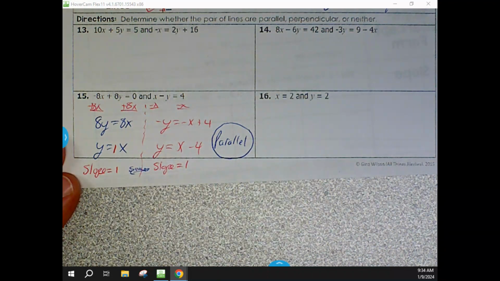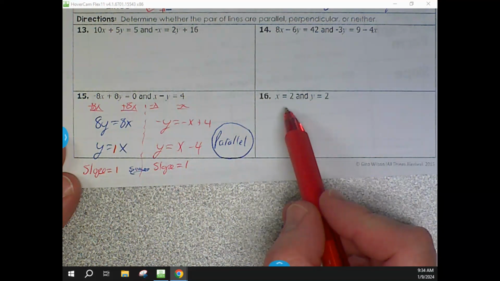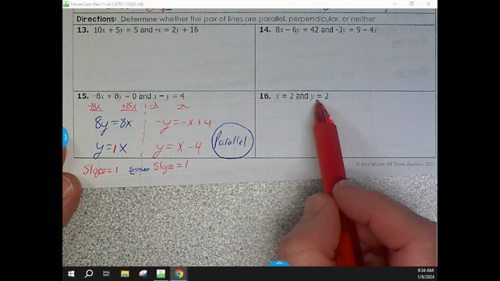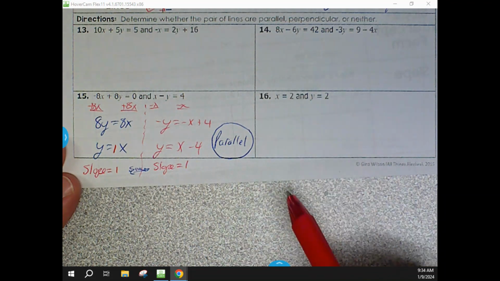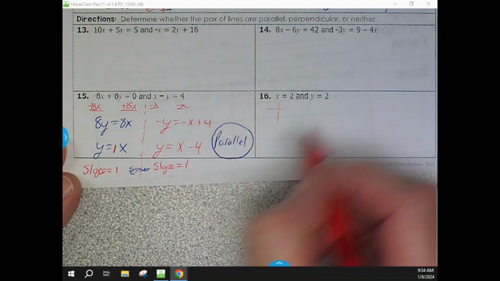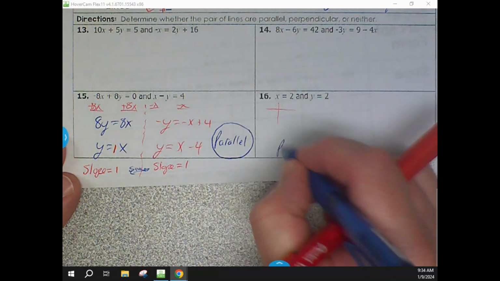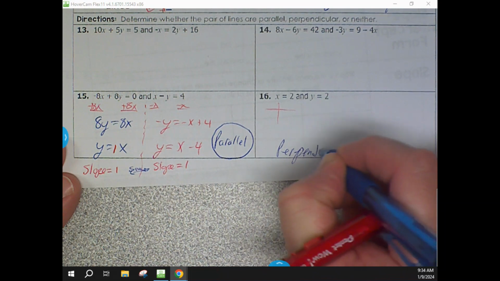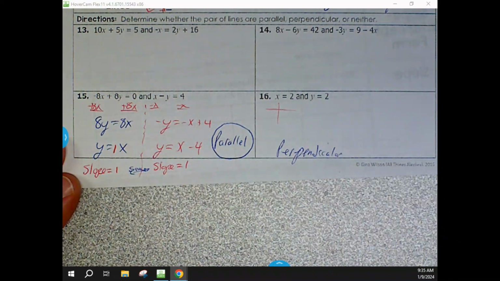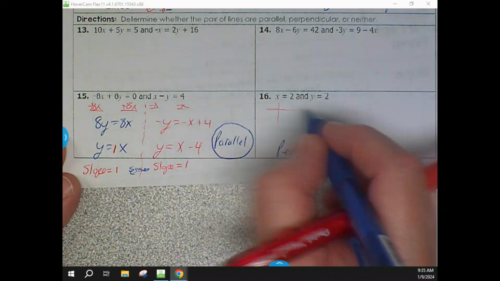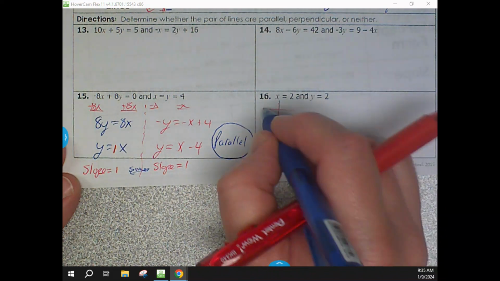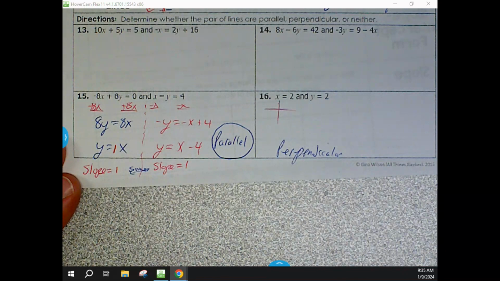All right, and 16, kind of a little bit of a trick question because it's got x equals 2 and y equals 2. So we know that this one's going to be a vertical line. Y equals 2 is going to be a horizontal line. So this one's vertical, this one's horizontal. Does that make an x or a t? Yeah, it does, right? So in that case, the lines are going to be perpendicular. Because again, we know that one of them's going to be horizontal, one of them's going to be vertical. So if they're horizontal and vertical, then they're going to make a perfect x, or again, in this case, the way it's turned, it's going to be more like a perfect t.